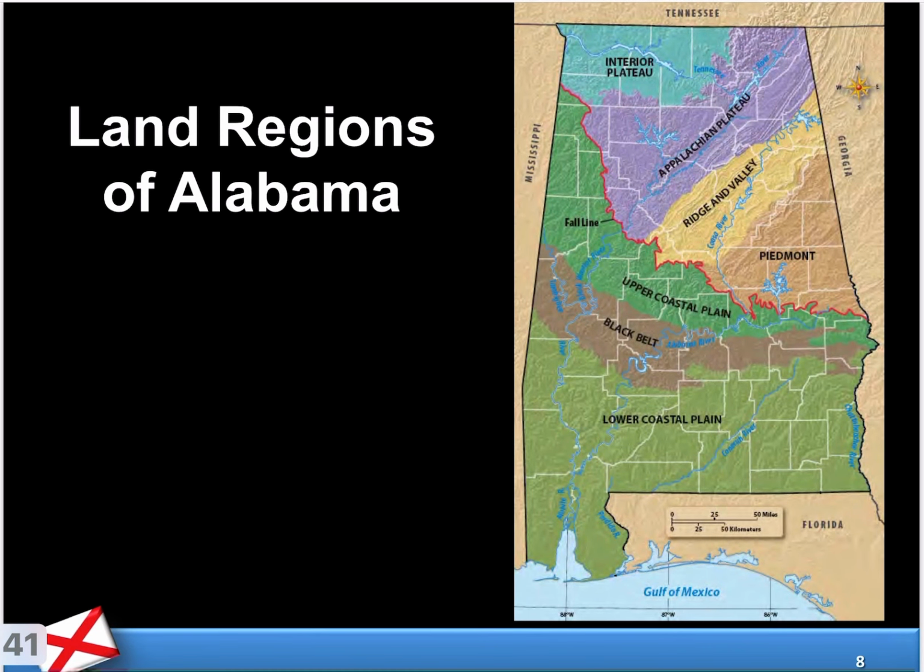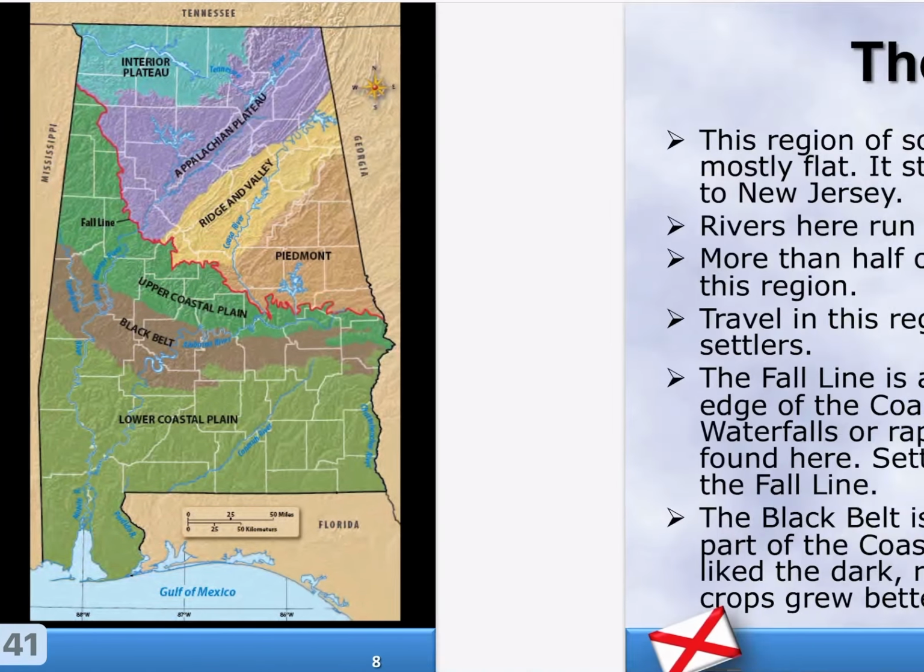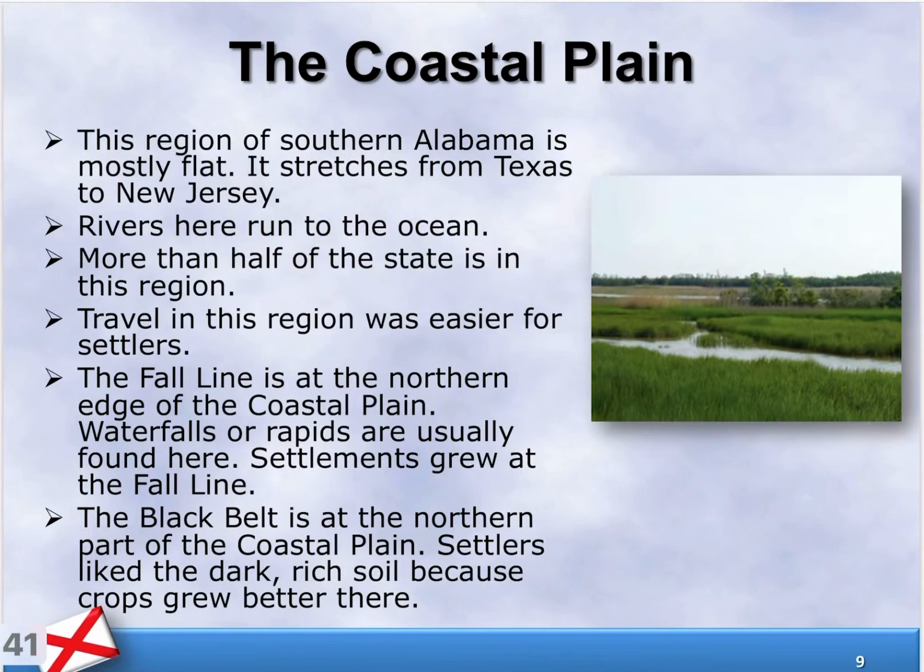Land regions of Alabama. The Coastal Plain, this region of southern Alabama, is mostly flat. It stretches from Texas to New Jersey. Rivers here run to the ocean. More than half of the state is in this region. Travel in this region was easier for settlers.